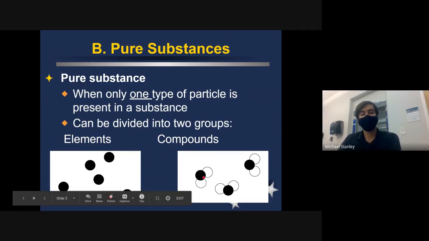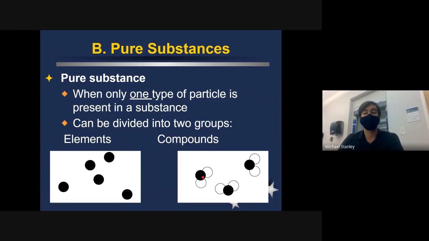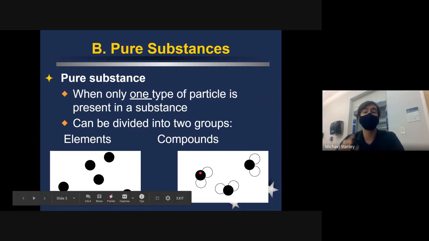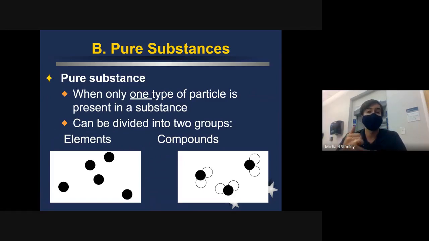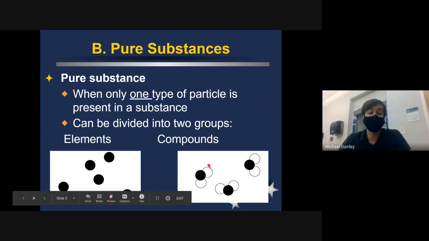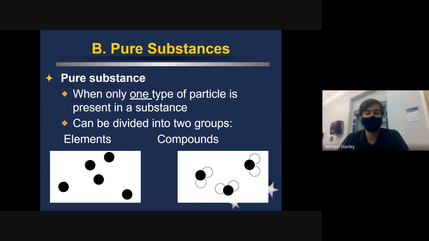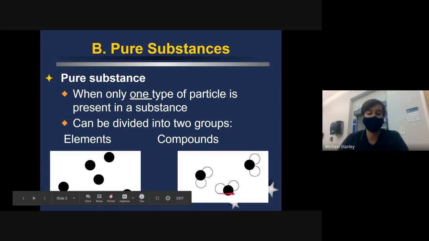Or if we have only one type of compound present, so there might be different atoms, right? If we had 100% pure water in a glass, we would have hydrogen and oxygen atoms floating around, but they would all be combined together as an H2O compound. So we could still say that that water is a 100% pure substance if these H2O compounds were the only chemical compounds present. No other chemicals are in that water. No other atoms or compounds are present. Just that one single type.